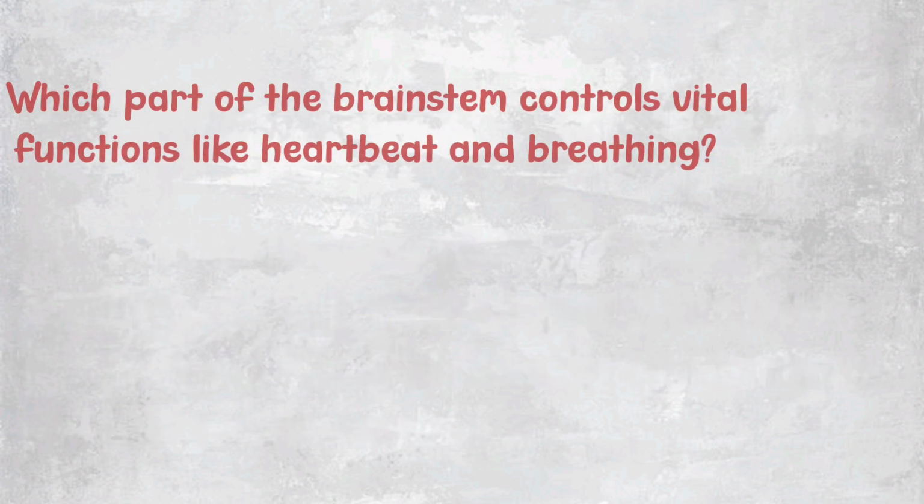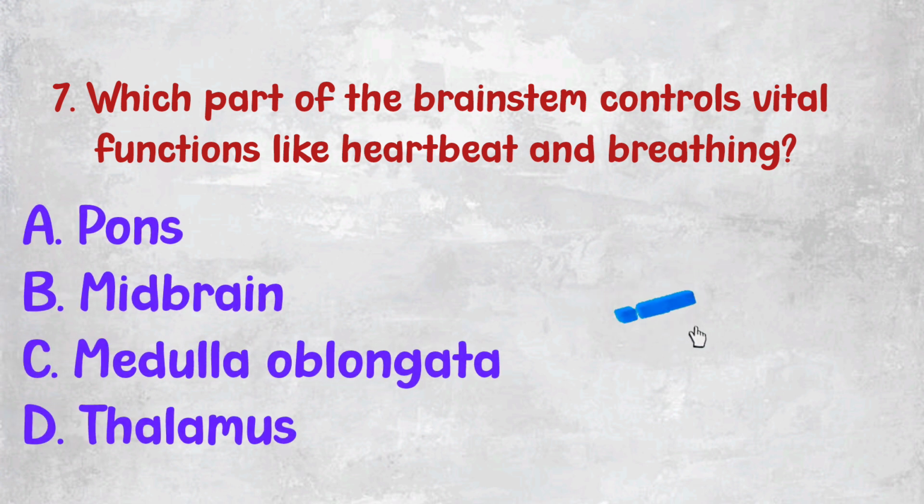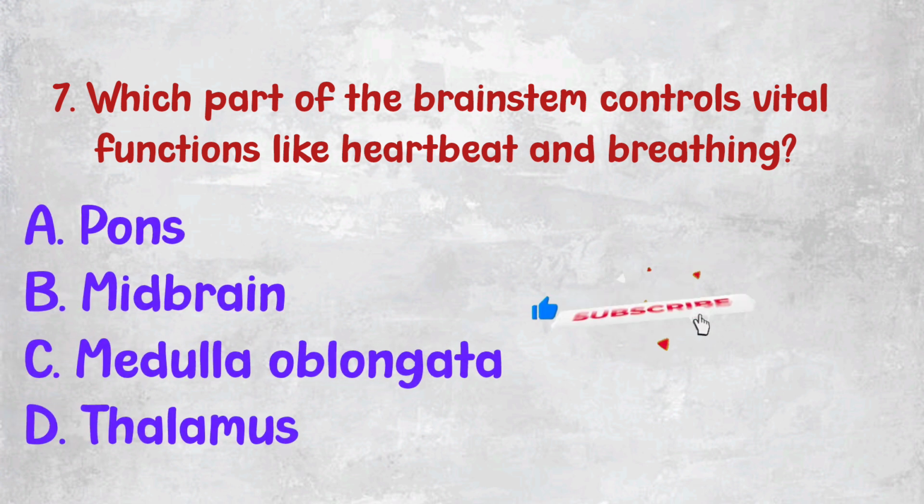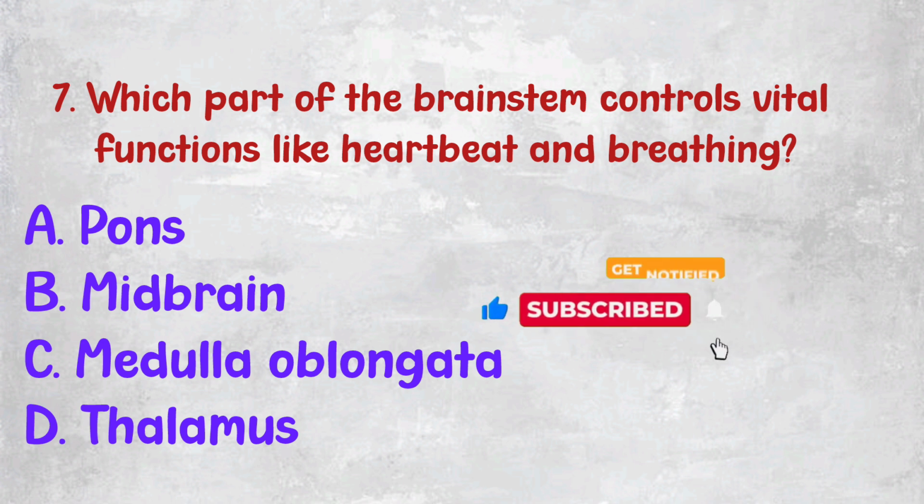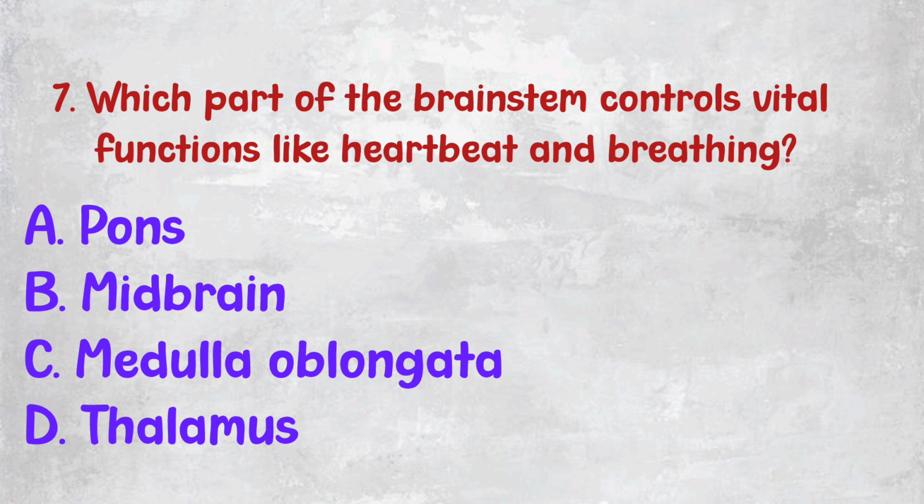Question number 7. Which part of the brainstem controls vital functions like heartbeat and breathing? We have A, the pons, B, the midbrain, C, the medulla oblongata, and D, the thalamus. Our answer here should be the medulla oblongata. The medulla oblongata regulates autonomic functions like heart rate, breathing, and blood pressure.